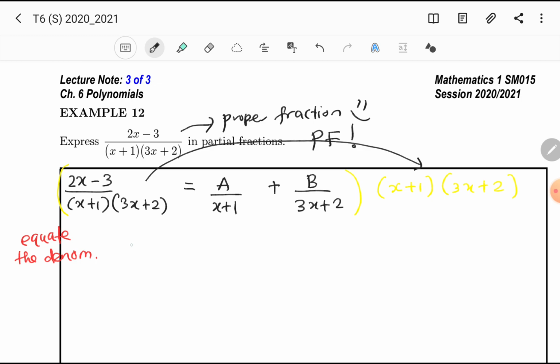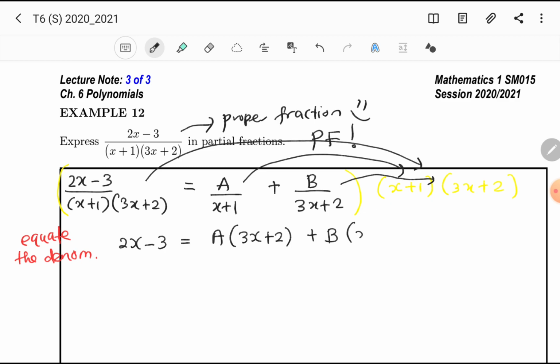Okay, so on the left we have 2x minus 3 equals to, okay, yang ni pula darab ke sana. So A, x plus 1 mati. Apa yang tinggal? 3x plus 2. And plus B pula darab. So dia akan jadi times x plus 1 only. Okay. So next, kita nak cari A and B.